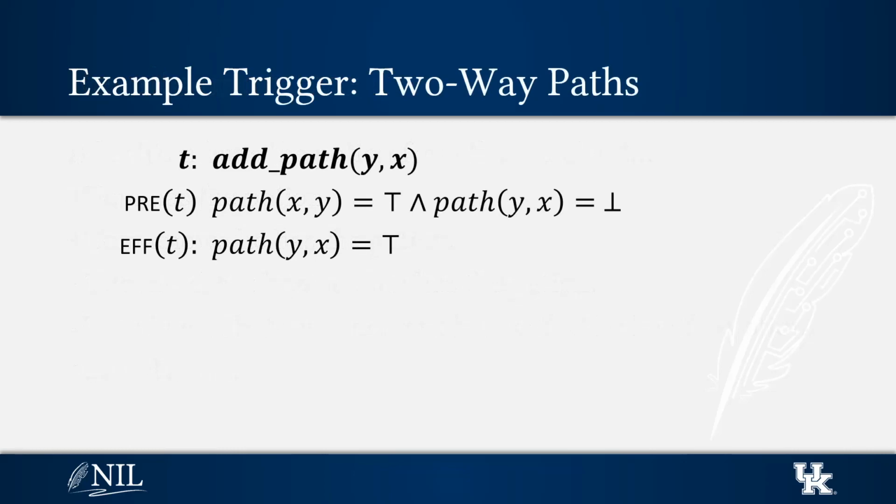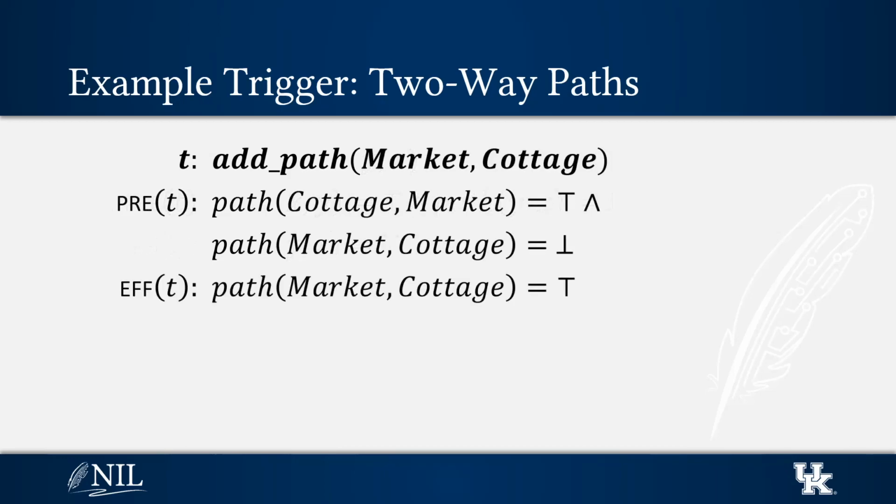Another useful feature of Sabre's preprocessing is the ability to detect fluents whose values will never change, and actions and triggers that will never occur. Let's say you wanted all the paths in your virtual world to be two-directional. Here's a specific ground instance of a trigger that says if there's a path from the cottage to the market, there should also be a path from the market to the cottage.